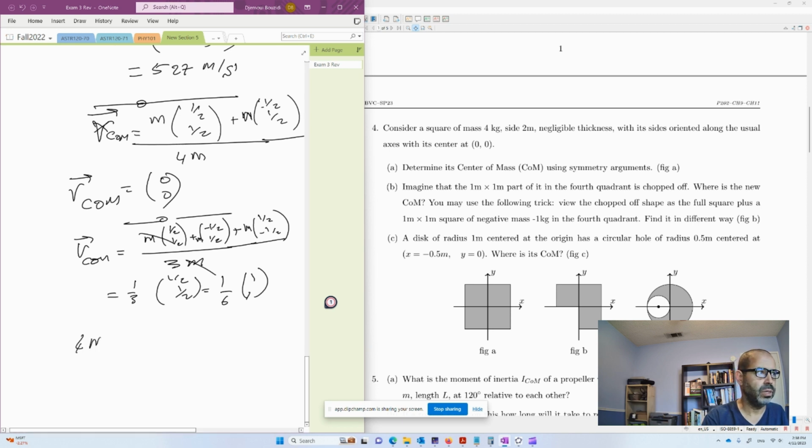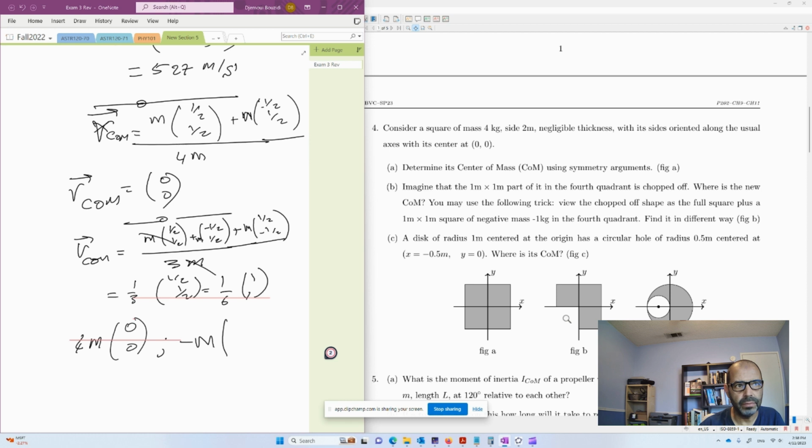So I have the 4m whose center of mass is 0, 0. And I have the negative m whose center of mass is in here, in the middle. So it's a negative mass.